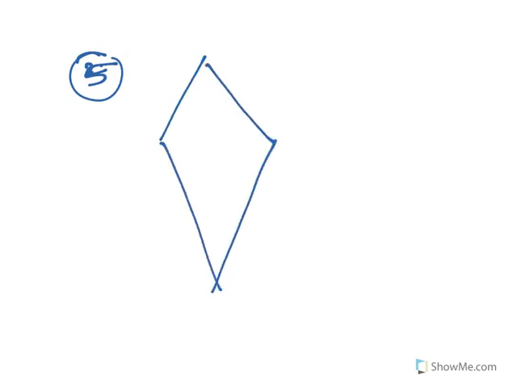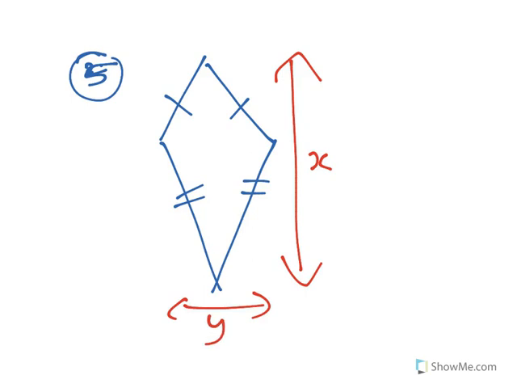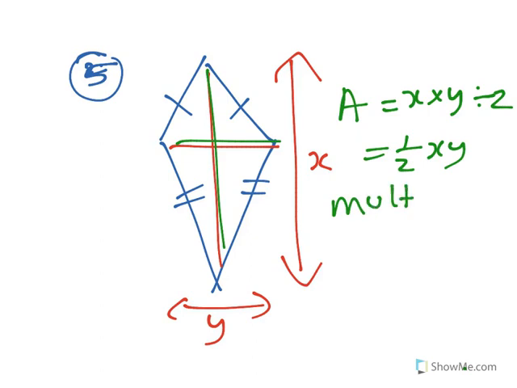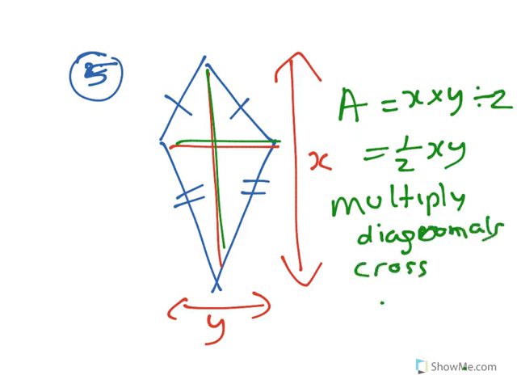Okay, now when you have a kite, it looks like the kite that you see in the sky. We did all of these ones last year in Year 8 as well. So the kite is basically the same. If you've got the x, then you've got the y, which are the diagonals of the shape, the ones that cross over. The area is x times y divided by 2, or a half xy. So what you basically do is you multiply the diagonals, or the ones that cross, and you divide by 2.